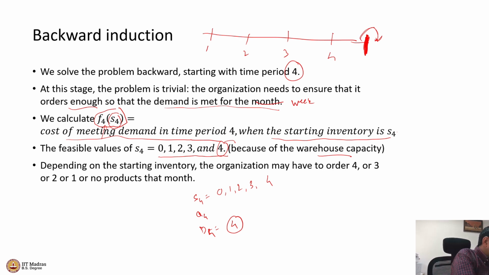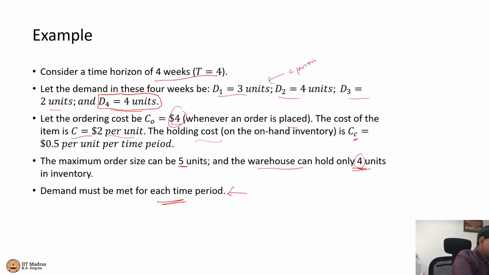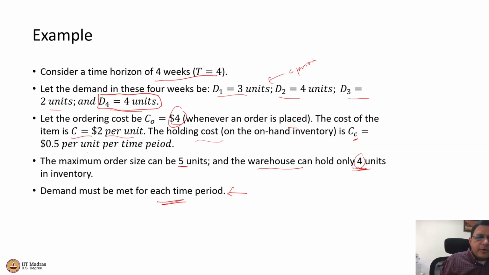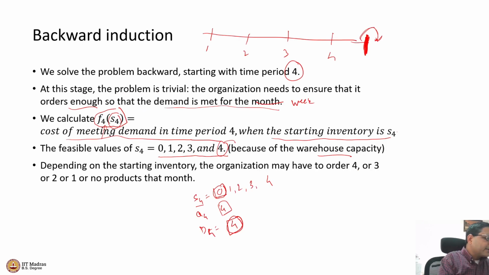Now, if my inventory is zero, I need to order 4 units because I need to meet the demand, right? There is an assumption that the demand has to be met. Since the starting inventory is zero, I must order 4 units. I could order 5 units also because ordering can go up to 5 units, but there is no point in ordering 5 units because this is the last time period. There is no point in ordering more than 4 units because 4 is the demand. When the on-hand inventory is 1, I need to order 3 products. I could order 4 or 5 products, but I'm not going to, because there is no point. What am I going to do with the excess inventory? Nothing.